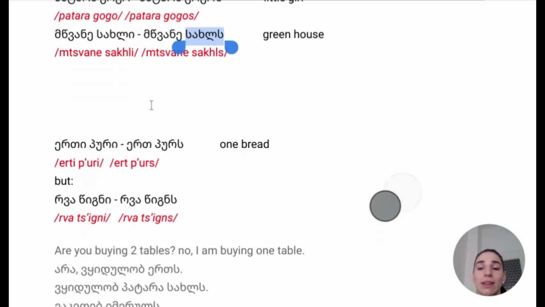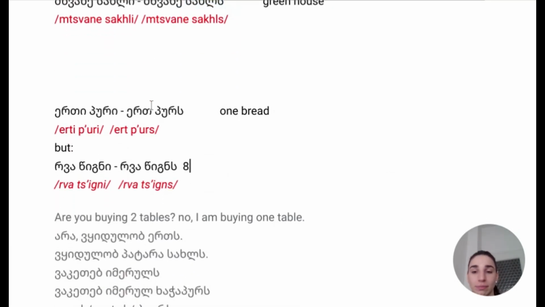Okay. Let's imagine if we had some numbers instead of adjectives, because this is also something that modifies the noun. Irti puri means one bread, right? But if you want to say it in dative case, you say irt purs. Very important when you're telling the time, okay? That's why. Rvatigni means 8 books.